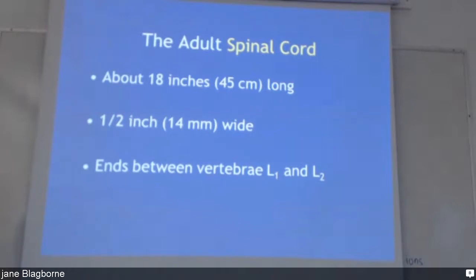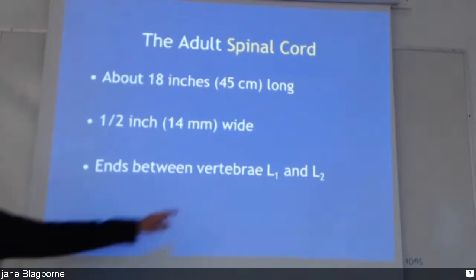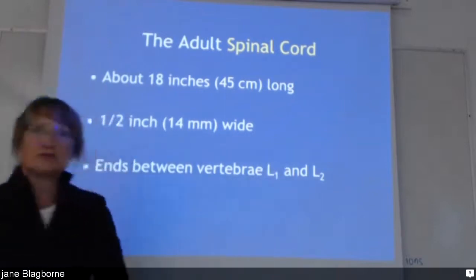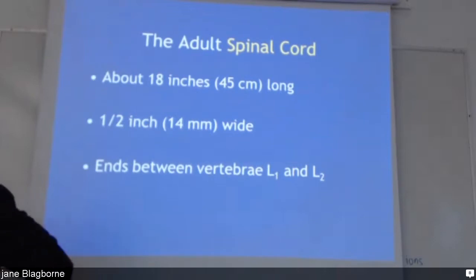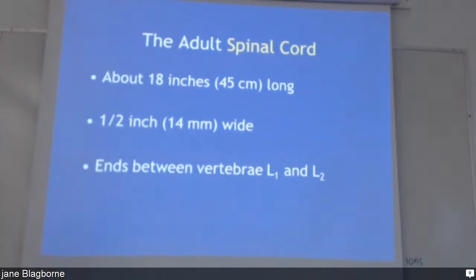Anyways, the adult spinal cord is about 18 inches long, and you don't really have to memorize that. It's just more information, and then half an inch wide. And it ends between L1 and L2. So your lumbar, L1 and L2 here, and that's where it ends.